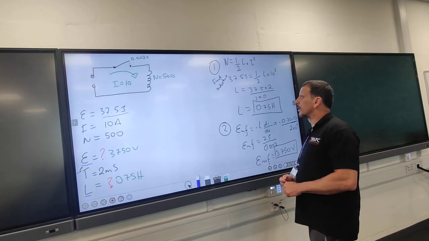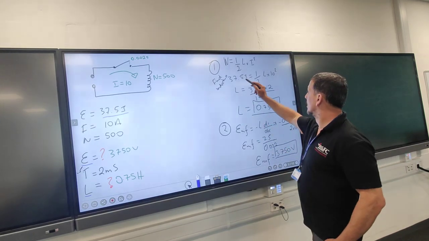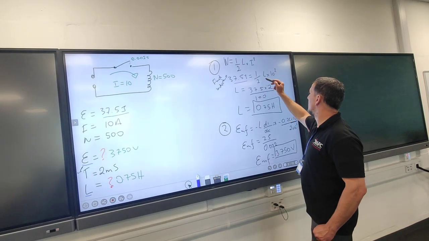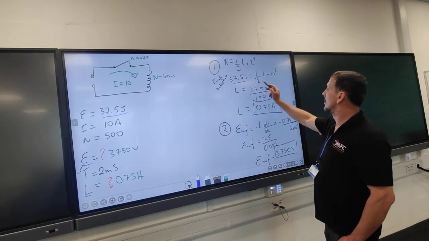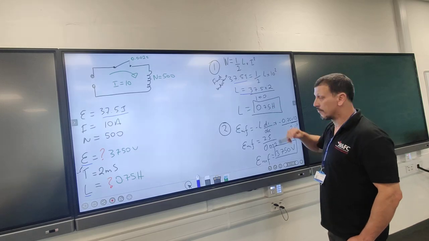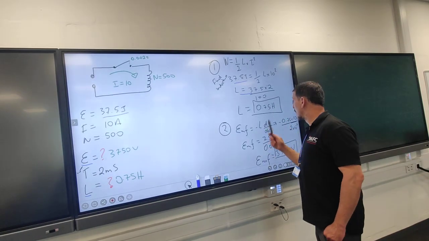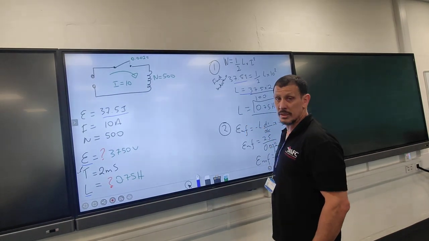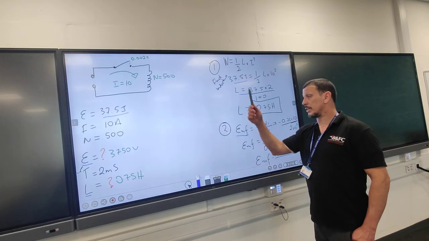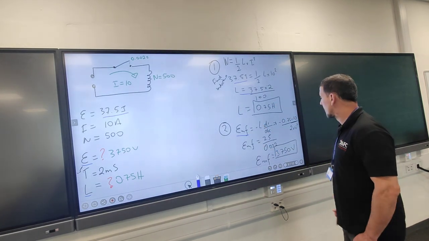Okay? EMF, we're given the energy. So we use the formula, we put in the energy equals half of the L times the current, which is given. We find out L. So L equals 0.75 henries. Once we find the value of inductance, we can now find the EMF on this inductor, how much voltage.